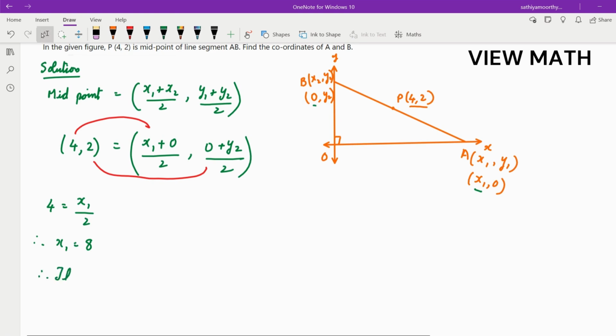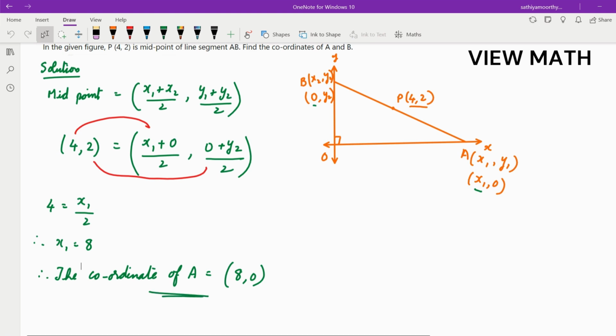Therefore, the coordinate of A is, now x1 we have found out it is 8 and y is 0. Therefore, the coordinate of A is 8 comma 0. The A coordinate we have found out.